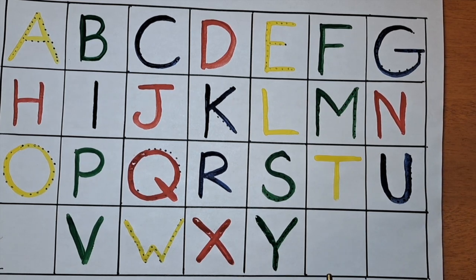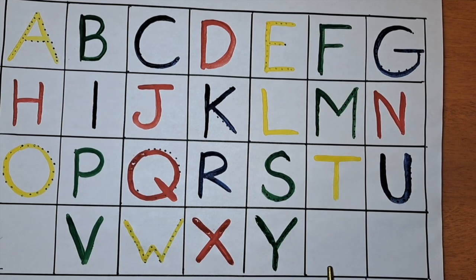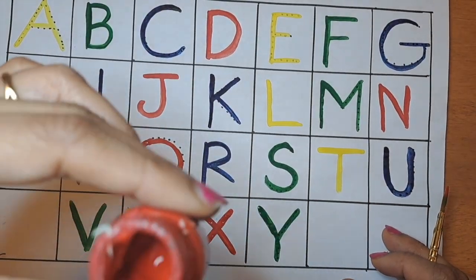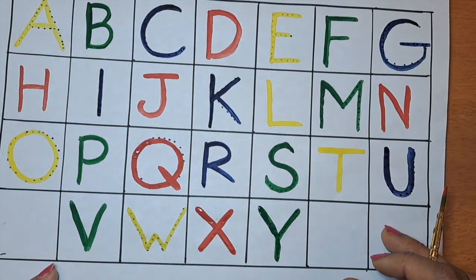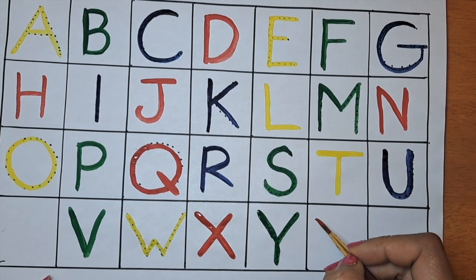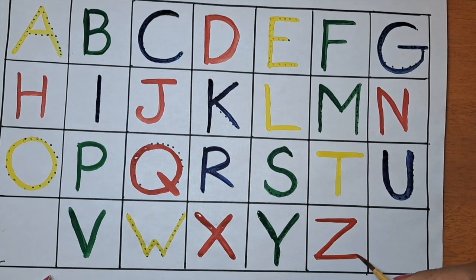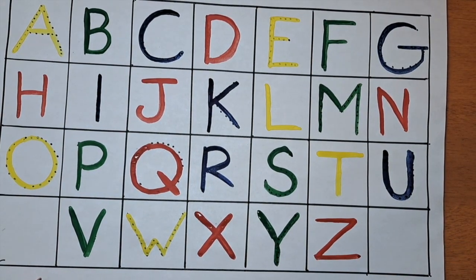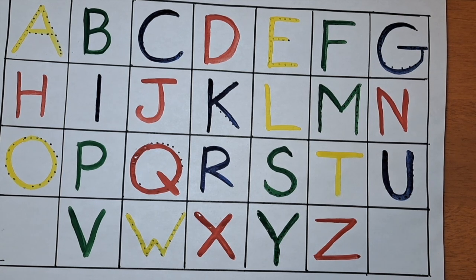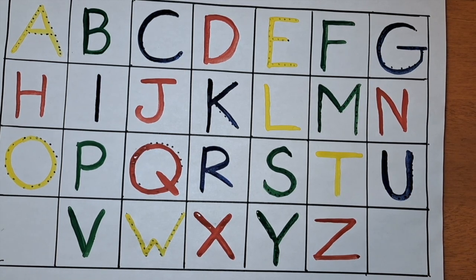What is the next letter? It's Z. Can we color this Z with the red again? Let's do it. It's missing over here. Let's color this Z with the red color. Z. Z for zoo. Z for zoo.